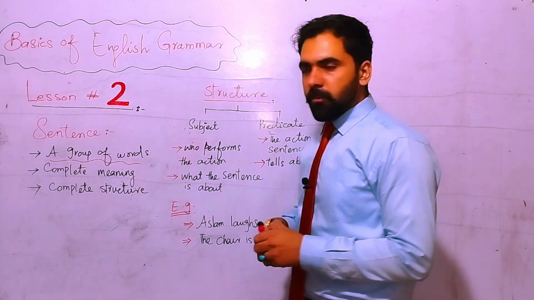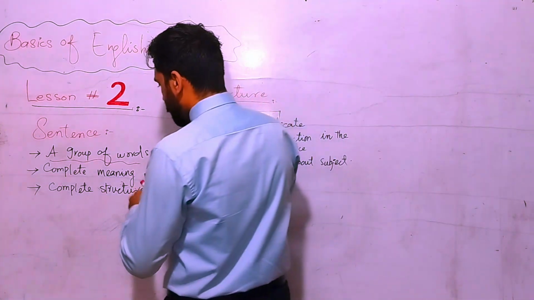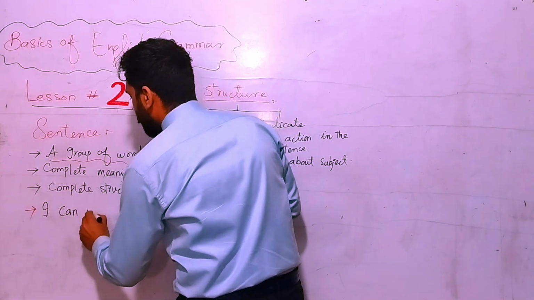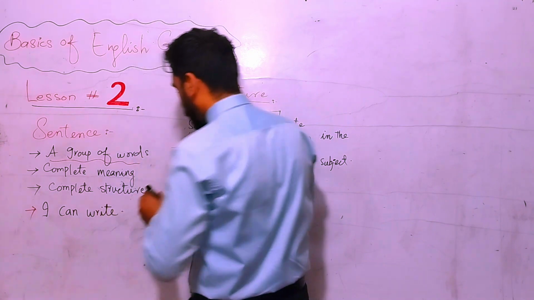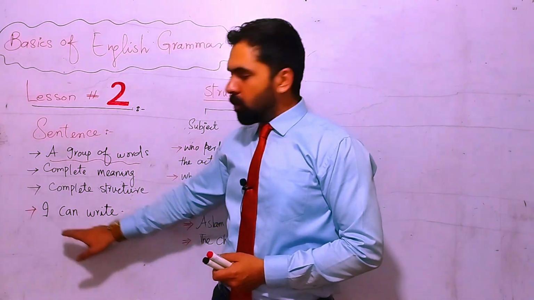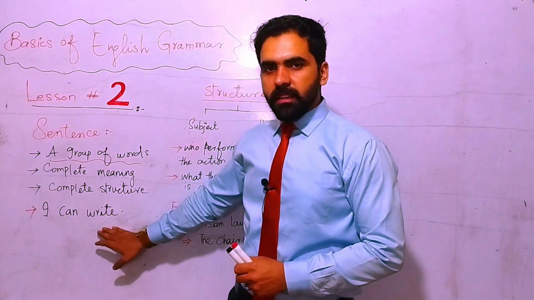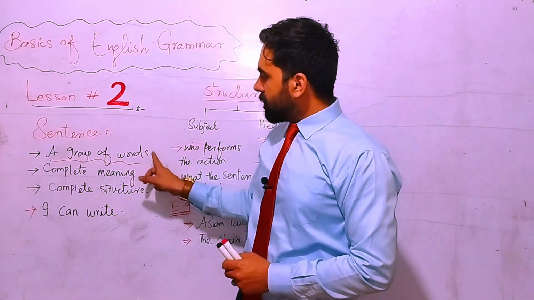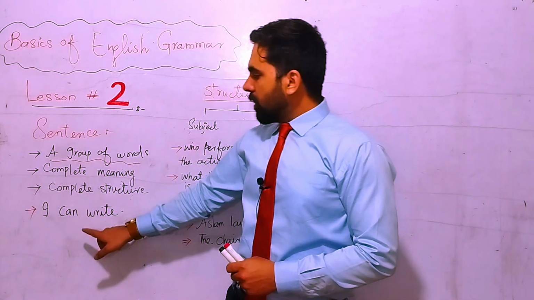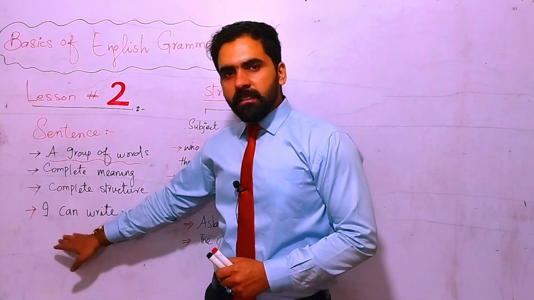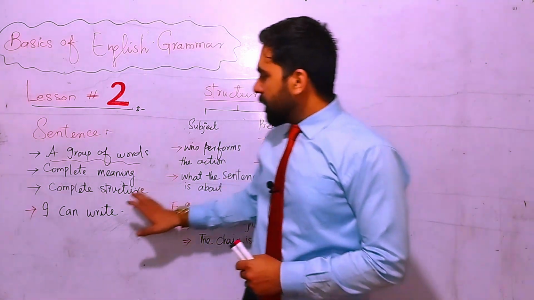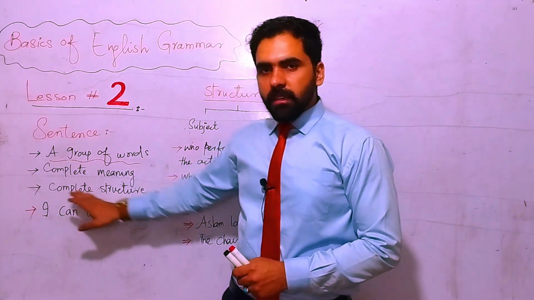Okay, look at some of the examples. Okay, I can write. If I say I can write, by definition, this sentence is a group of words. More than one word is written in this sentence, I can write. The first condition is fulfilled. The second condition is that it conveys complete meaning. Okay, when I say I can write, this structure or this combination conveys a complete meaning. And the third characteristic is that it must have a complete structure.